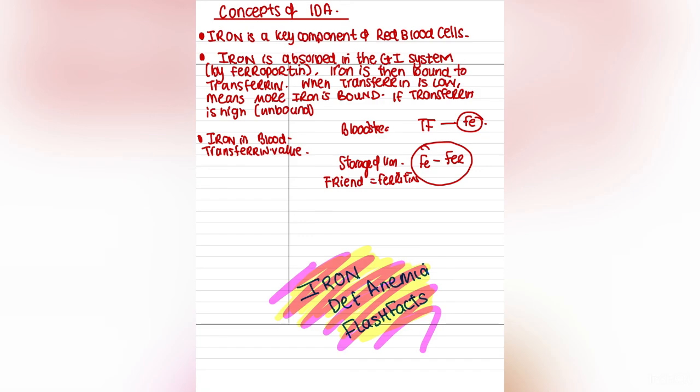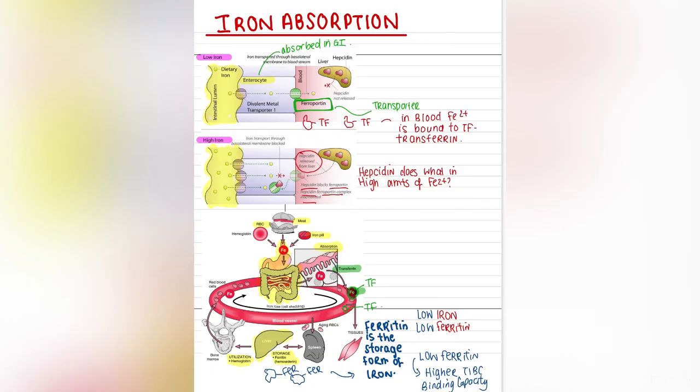When the iron is absorbed in the gastrointestinal tract, it's absorbed by these enterocytes, and the molecule that absorbs them is ferroportin.